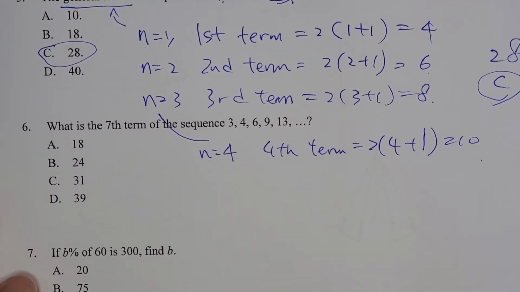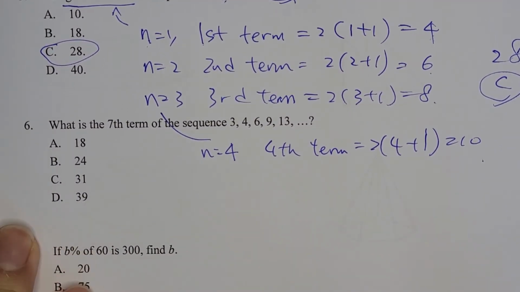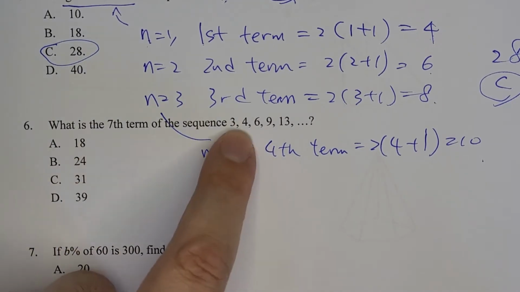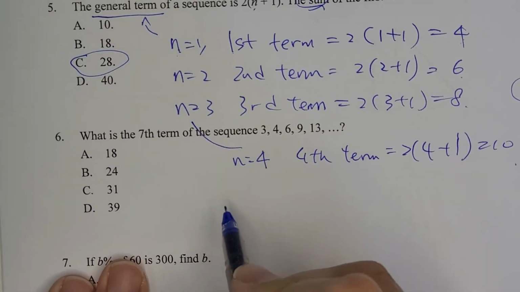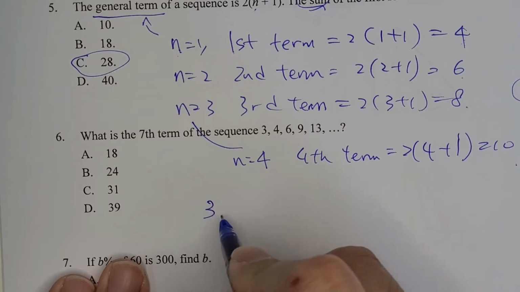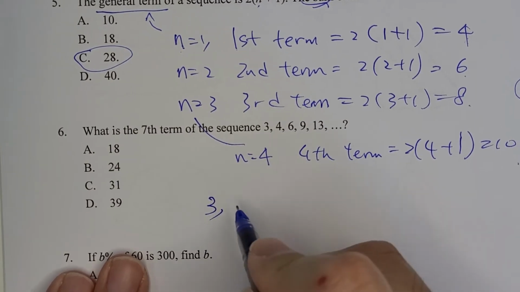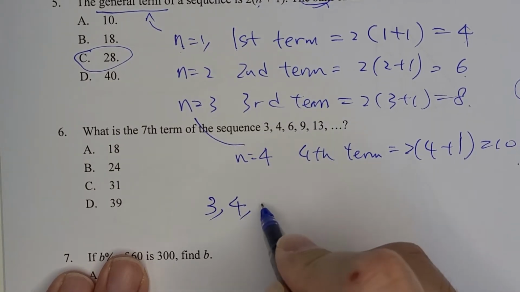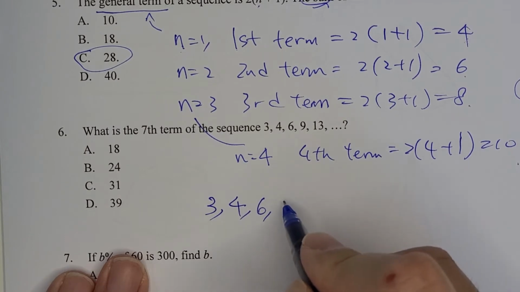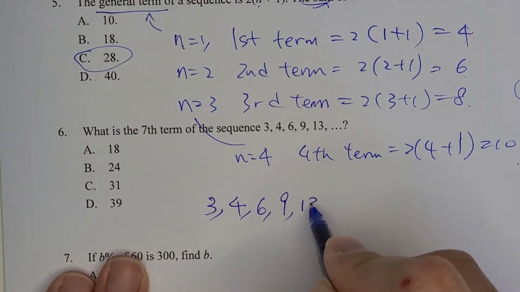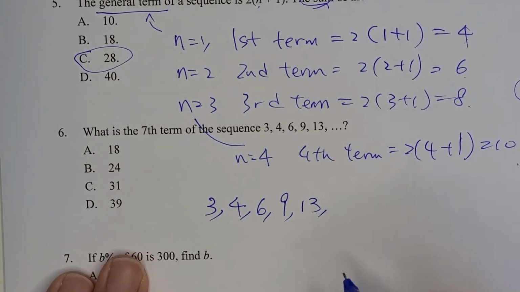So go to question number 6. What is the 7th term of this sequence? Okay, let's investigate this sequence. First one is 3, the second term is 4, the third term is 6, the fourth term is 9, and then 13.